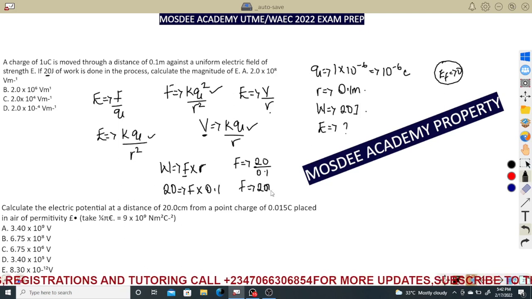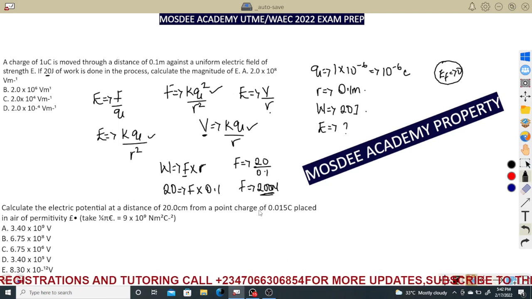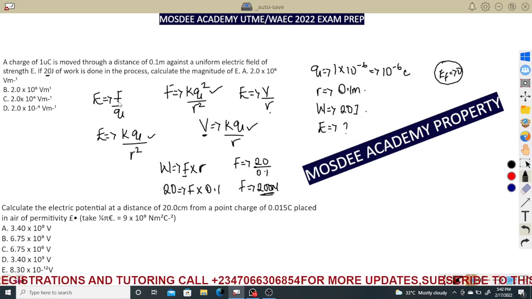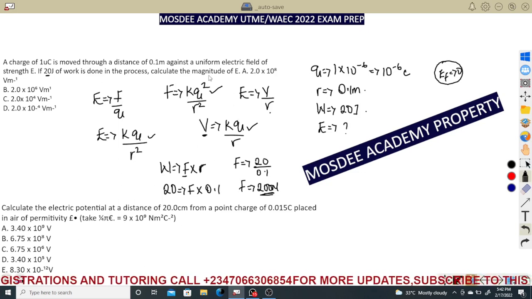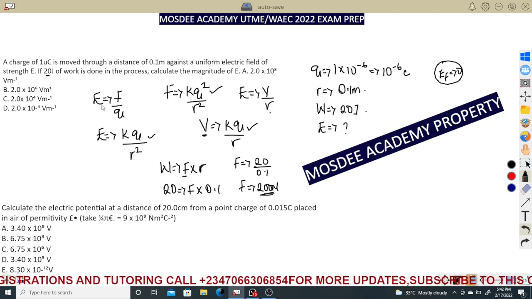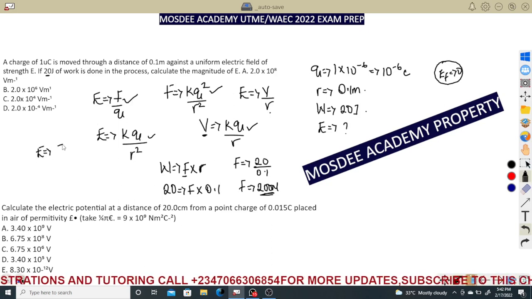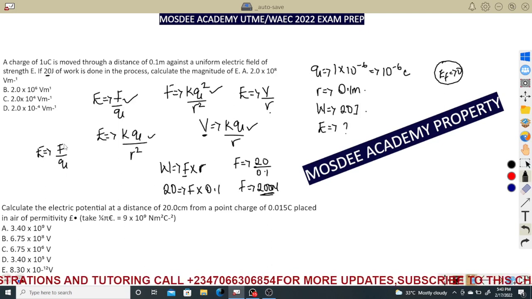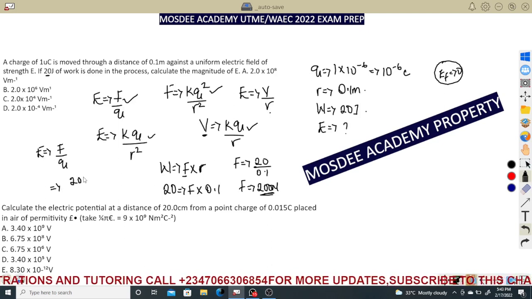Please confirm that 200 Newton is the force. 20 divided by 0.1 should be 200. So if the amount of force required for this work is this, and you want to calculate the magnitude of the electric field, you will now use this formula. The electric field E equals F over Q. I hope you understand. What is F now? F is 200, right? Divided by the charge.